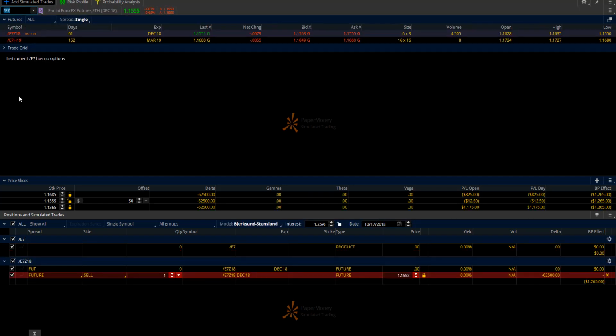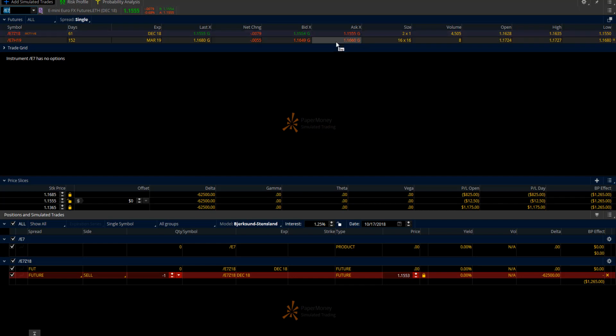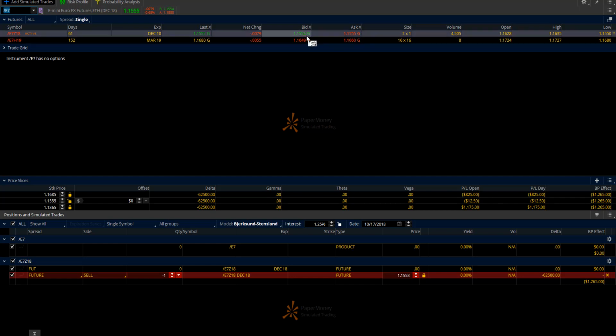On the E7 contract, the volume is 4,500 today. So you do have enough volume to be liquid. The pip spread is 1.1554, 1.1555, so about 1 pip as well. They're both liquid in that regard. This is enough volume to trade. The euro dollar does have a little bit better liquidity.